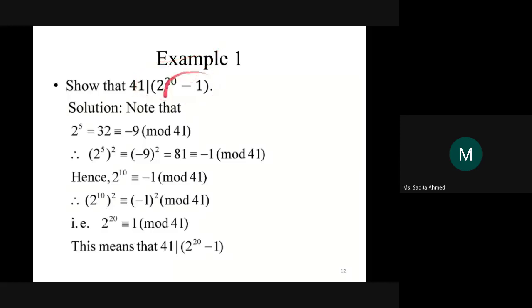So 41 divides this number. We have to prove this. And we will prove this using congruence and properties of congruence. Now, we don't know whether 41 divides this number or not.